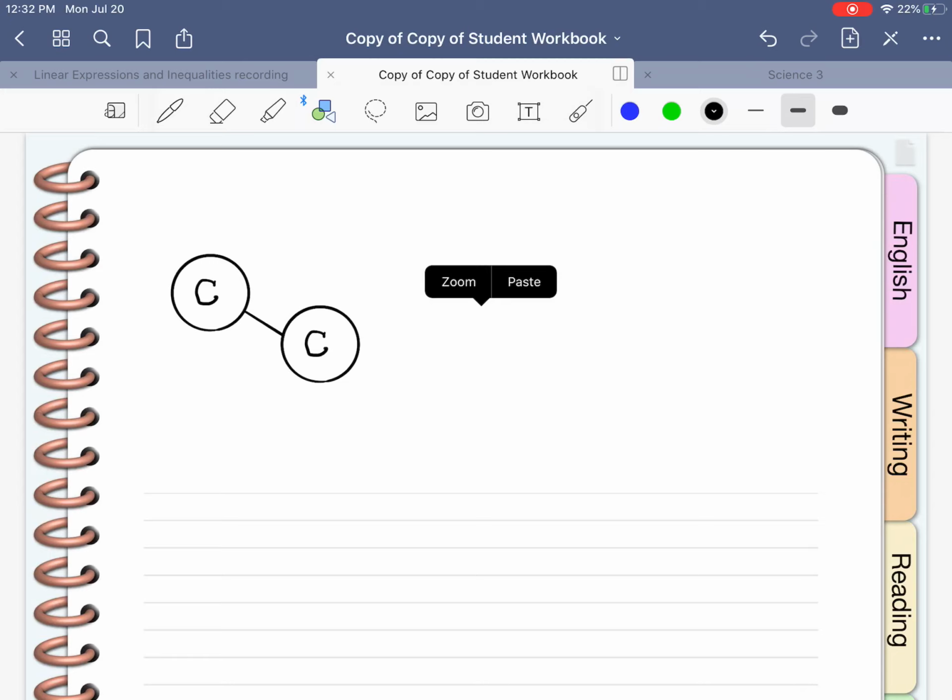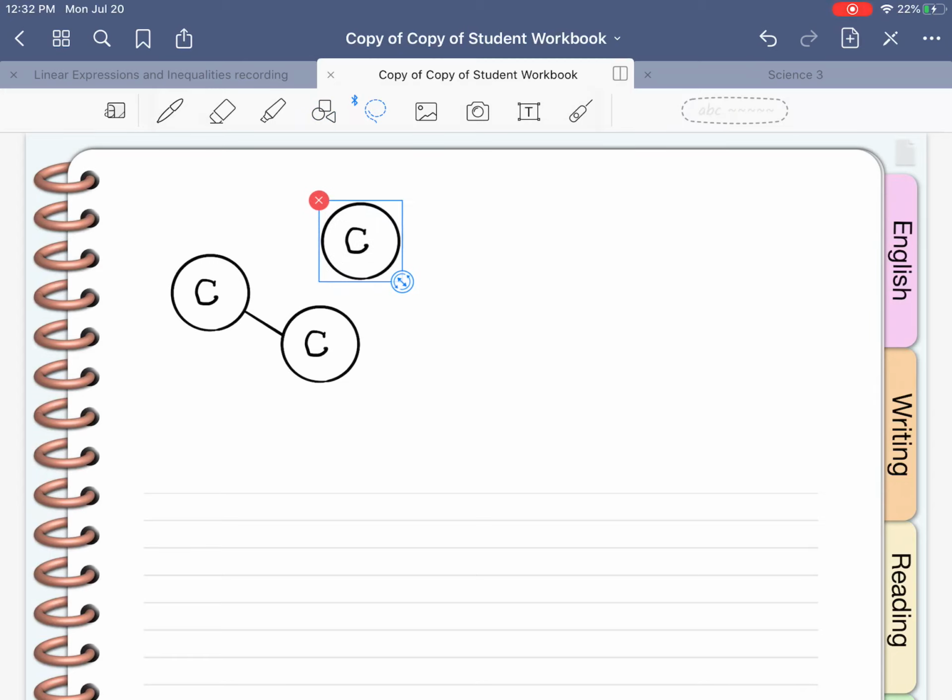Let's put in another one to get C3. And then another one to get C4. You may have heard of C4. That's a common military explosive. So different molecules of carbon do different things. They are used in different ways. But every living thing has some form of carbon in it.